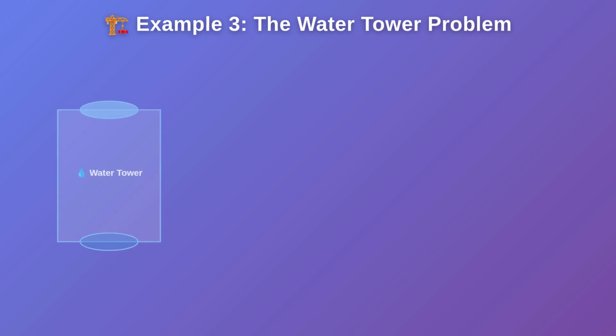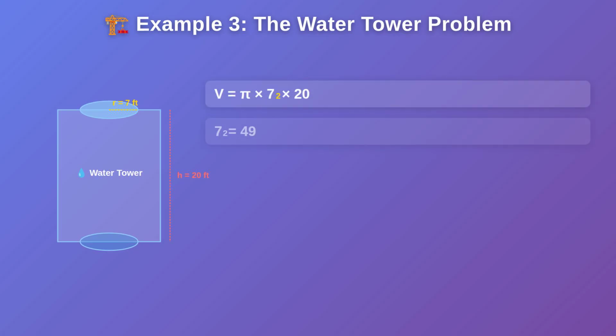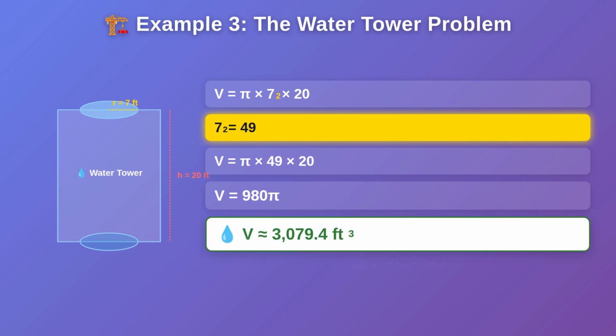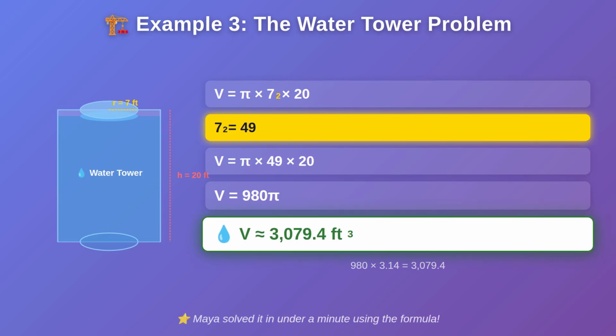Let's try a bigger example, a water tower. Maya's class is studying their town's water tower, which has a radius of 7 feet and a height of 20 feet. How much water can it hold? V equals pi times 7² times 20. First, 7² is 49. Then 49 times 20 is 980. So V equals 980 pi. Multiply 980 by 3.14, and we get approximately 3,079 cubic feet. That's a lot of water. Maya's teacher is impressed. Maya solved it in under a minute using the formula.